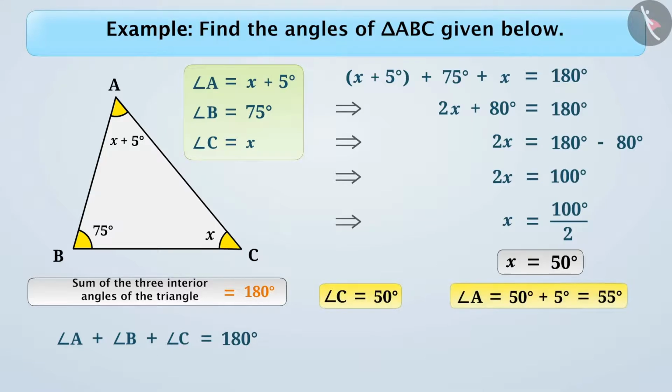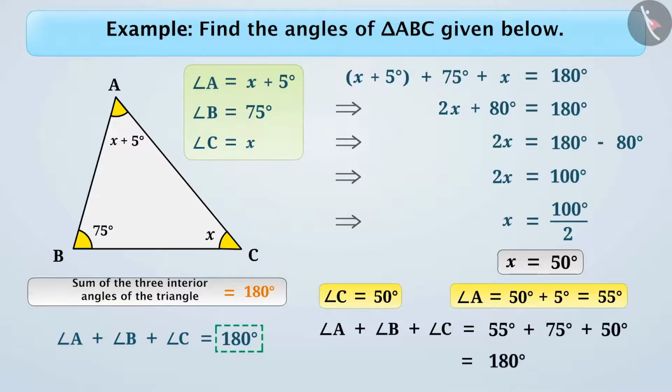If we want to verify the obtained answer, how do we do it? Think for a while. Absolutely correct. We will add all the three angles and check whether this is equal to 180 degree or not. Here, angle A plus angle B plus angle C is equal to 55 degree plus 75 degree plus 50 degree is equal to 180 degree. That means our answer is correct.